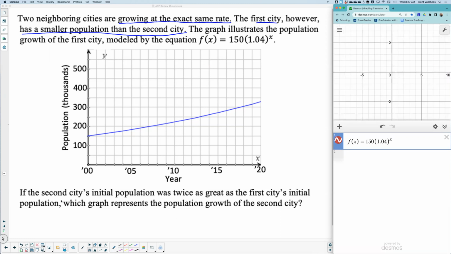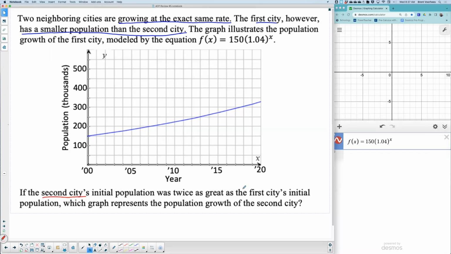It says here, if the second city's population was twice as great as the first city's initial population, which graph represents the population growth of the second city? All right, so the second city is twice as great. There it is. The second city is twice as great. And since the first city is called F, I'll call the second city S. So S of X is going to be twice as great. Now, what does that mean? That means the population has twice as many people.